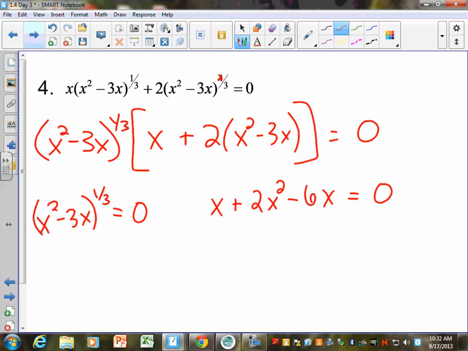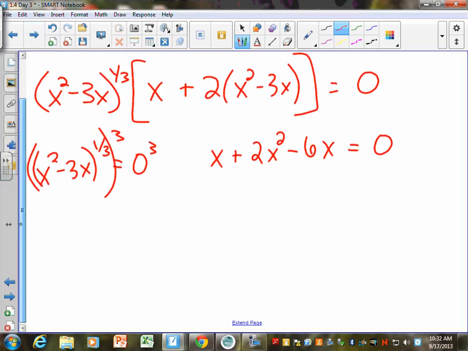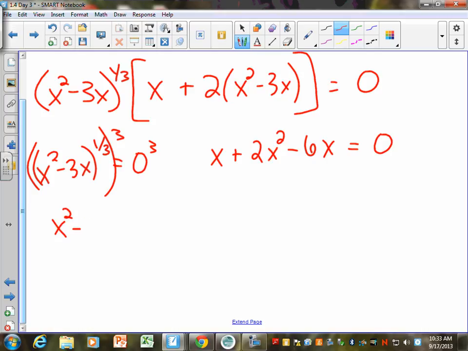And now I have a little bit more work to do, right? I'm going to solve each one of those. What will we do to solve that side over there? What will we do to get rid of that 1/3 now? Cube both sides. Really nice, because what's 0 cubed? 0, so I have x squared minus 3x equals 0. Then could I factor an x out of that? And get x minus 3. So from this part, I get x equals 0 and x equals 3.